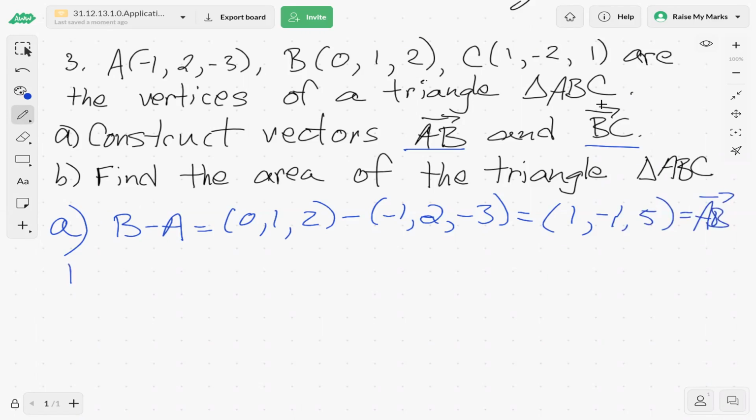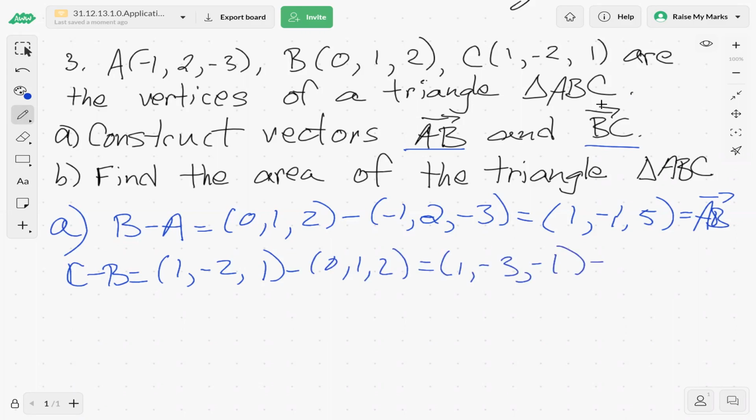Our second vector, BC, C minus B is, C is 1, -2, 1, minus B, 0, 1, 2. We have 1 minus 0, 1. -2 minus 1 is -3. 1 minus 2 is negative 1. So vector BC. So we have our two vectors, great.